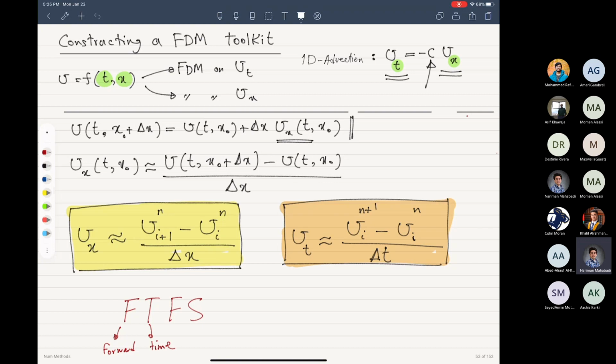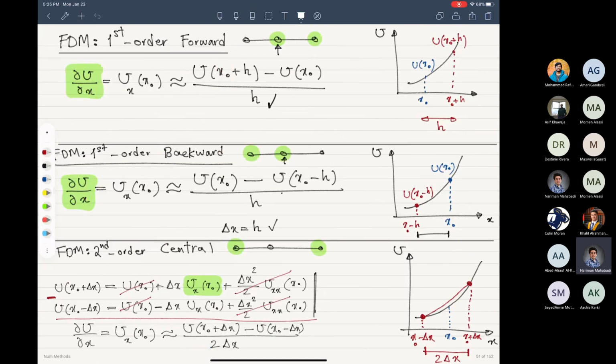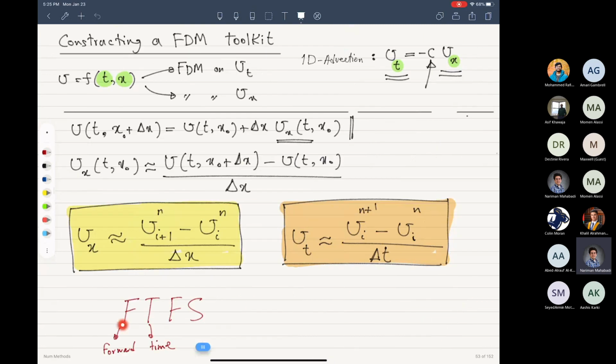And for most of the problems, we actually have this FT because we are trying to predict the behavior of the system in the future. Although there are some problems where we are interested to find or predict our system in the past. But in most cases we have forward in time, but then we could actually have backward in space or even central in space, right? And these are the three different methods that we already talked about. Okay, so here what I derived is really FTFS, forward in time, forward in space.